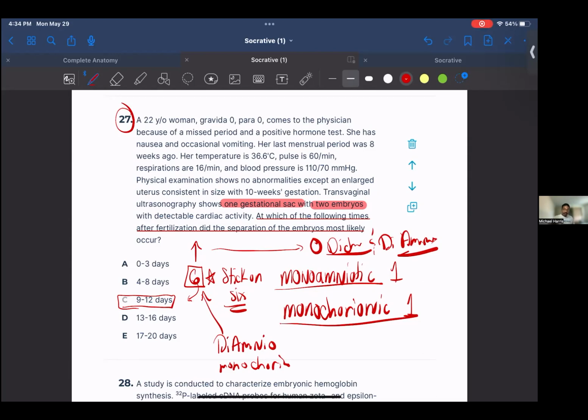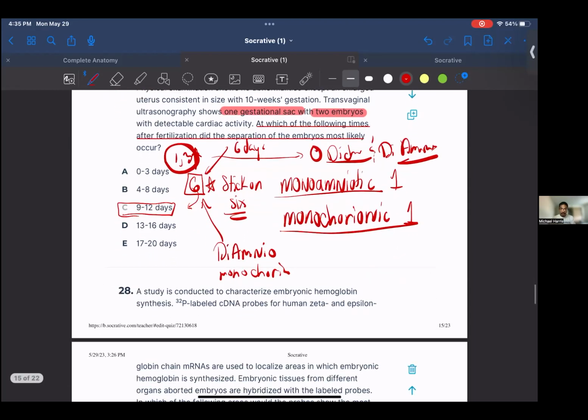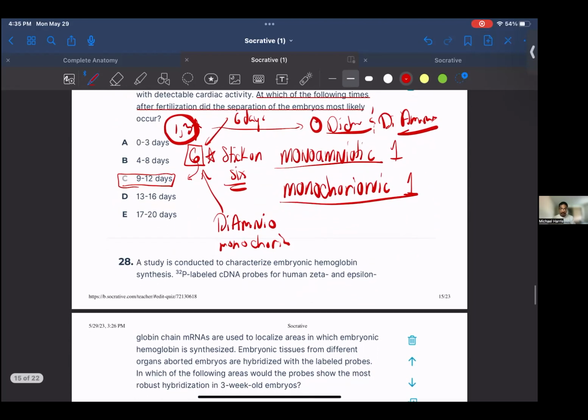Yes, because before 6, you're around like 1 to 3 days. Because this is 6 days. Mm-hmm. Okay. Good, good. Let's keep moving. Yes. Mono di. Perfect.